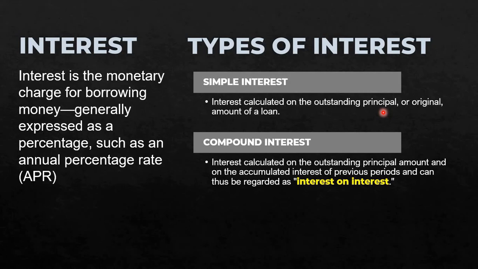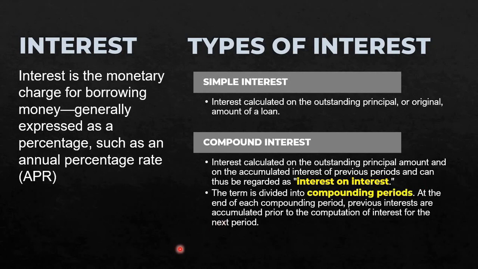Pero when we say compound interest, so ito yung interest na hindi lang naka-base doon sa outstanding principal. Kasi aside doon sa outstanding principal, ang basis mo ng calculation ng interest, kailangan kasama din yung mga accumulated interest from previous periods. So when we say accumulated interest of previous periods, ibig sabihin, yung mga interest na na-compute mo since na nag-start kang mag-compute ng interest are all included in the computation of your current interest. Kaya nga ang sabi niya rito, interest on interest.